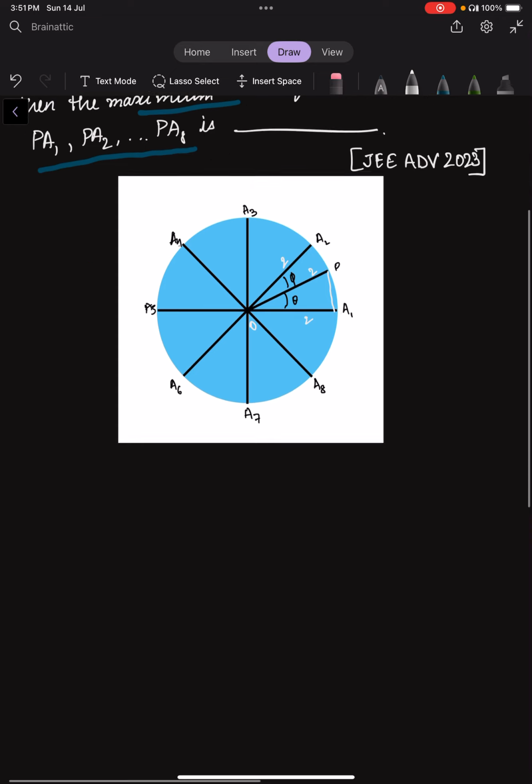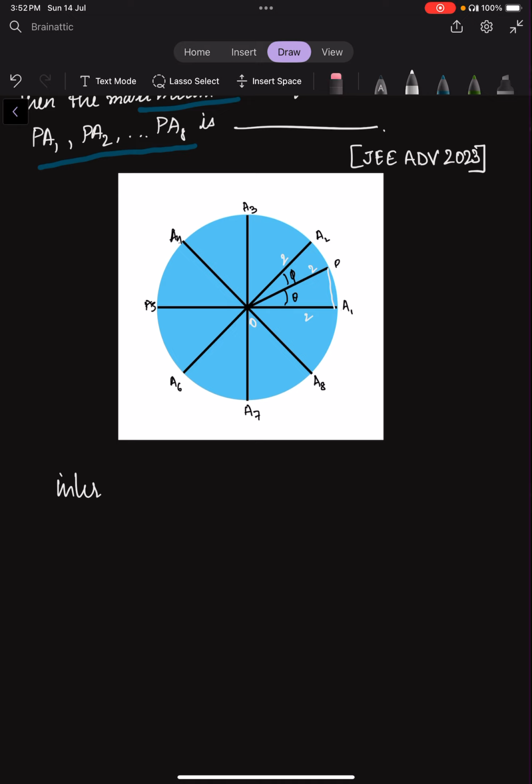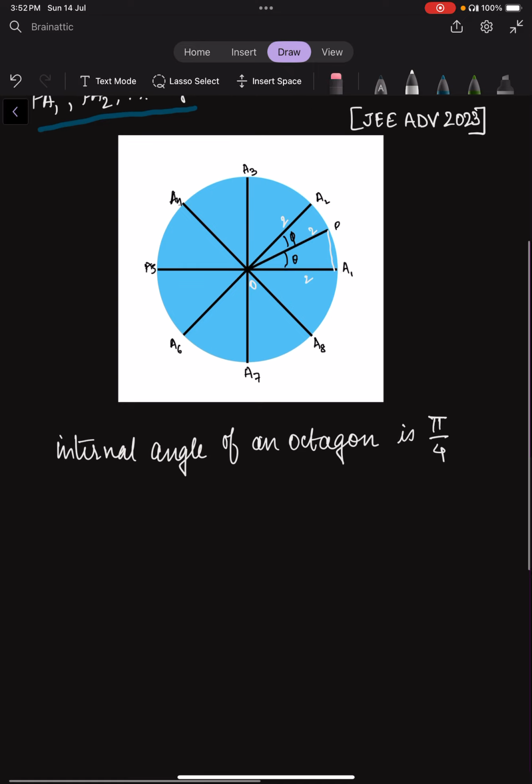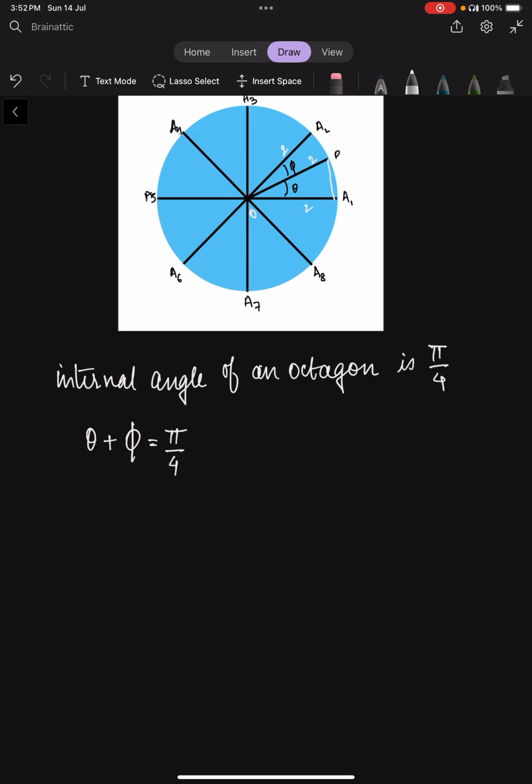Therefore, the internal angle of an octagon is 45 degrees or pi by 4. By internal angle, I mean the angle between the vertices A1 and A2. That is what I'm calling internal angle. Please pardon my nomenclature if it is wrong. So I can very easily say that theta plus phi is always equal to pi by 4. Correct?